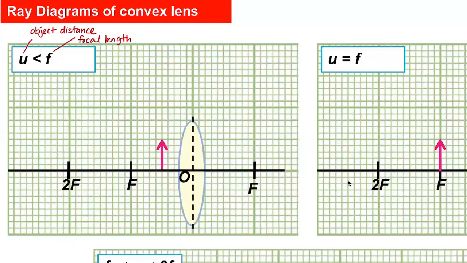F is the focal length. So here, U less than F means that the object is placed less than the focal length, like what is shown in this. The red arrow indicates the position of the object in between the optical center and also the focus point. So that is less than F. So let's try and draw the ray diagram.